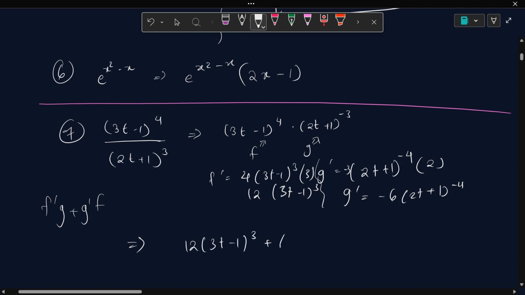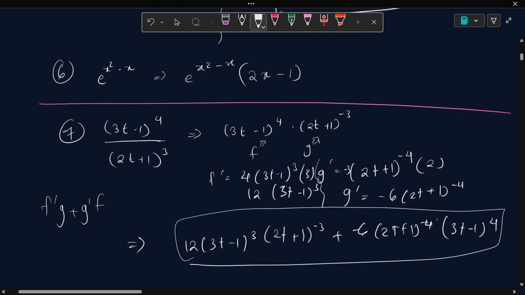Sorry, that is f prime times g, which is (2t + 1)^(-3), plus g prime times f. So this basically completes your answer.